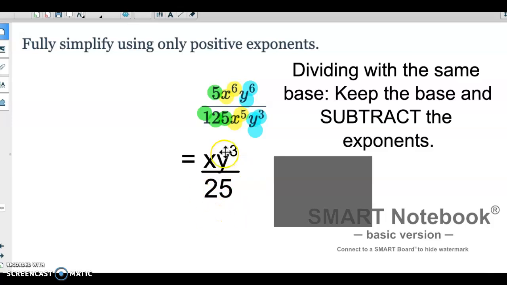So we have a 25 in the denominator here, and then you just go through and use your rules of exponents. X to the 6th divided by x to the 5th. Keep the base, so we're keeping the x. Subtract the exponent. 6 minus 5 is 1. Again, we don't write the exponent of 1 because that's just not fully simplified. Then for your y's, y to the 6th over y cubed. Keep the base, so we're going to keep the y. Subtract the exponents. 6 minus 3 is 3. And now this is fully simplified because we have no negative exponents, so that is our final answer.